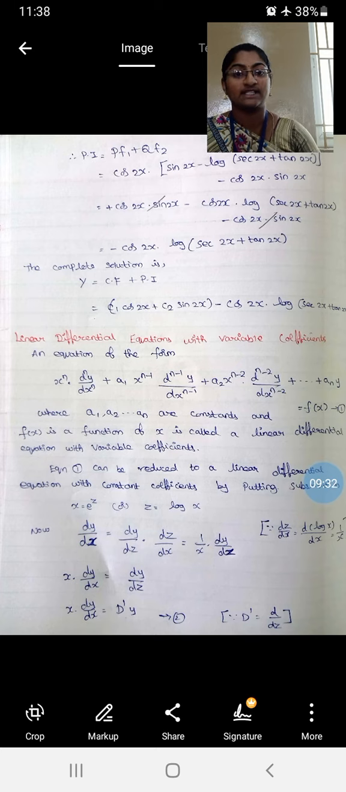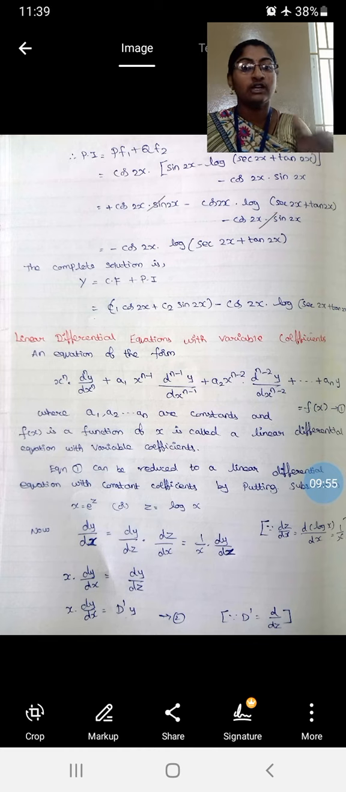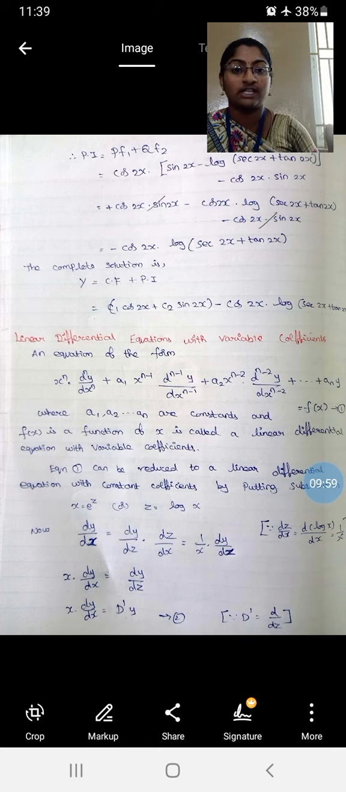So the complete solution is, we know the formula for the complete solution, capital Y equals complementary function plus particular integral. The value for the complementary function is c1 cos 2x plus c2 sin 2x, and the value of the particular integral is minus cos 2x into log of secant 2x plus tan 2x. Hence I find the value of the complete solution using the method of variation of parameters.